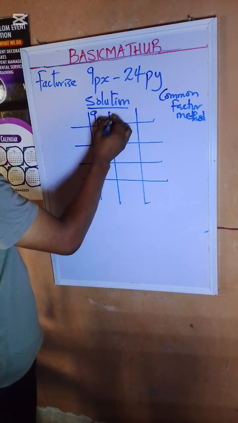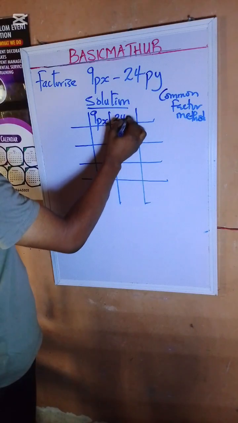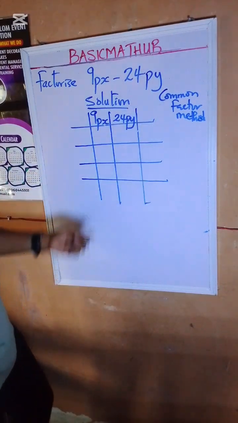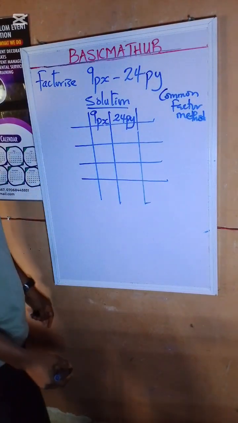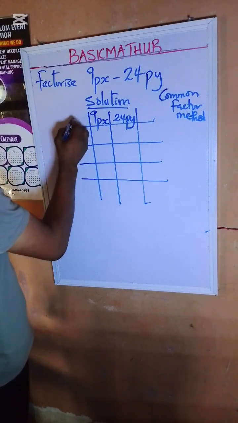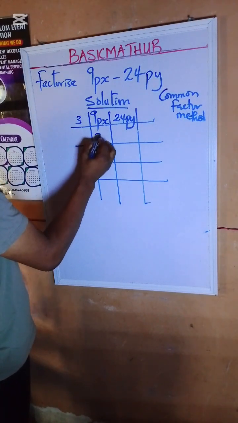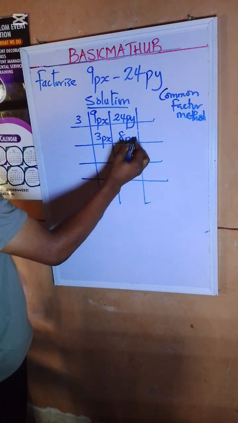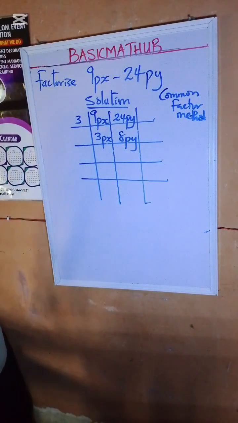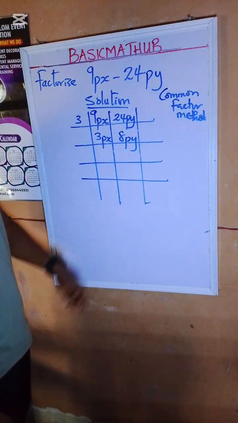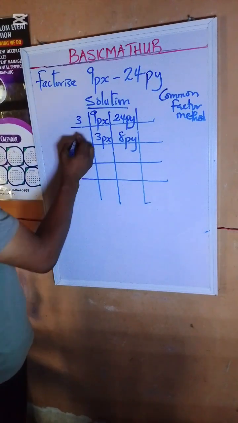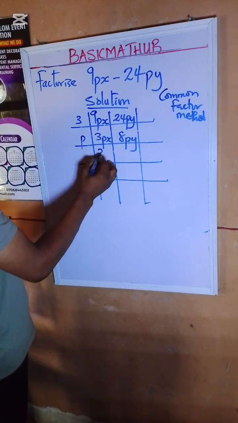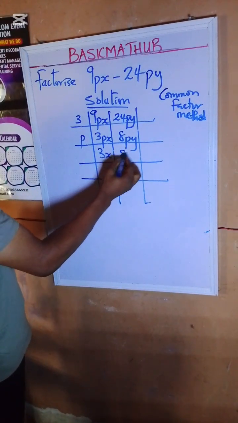So we have 9PX then 24PY. So HCF now, what can go in 9 and also in 24? Let's pick the numbers first. So we see 3 does, so that's going to be 3PX, and 8PY. For the numbers, there is nothing again. So let's look at the alphabet keenly. So we see P, so we have P, it will remain 3X, and we have 8Y.